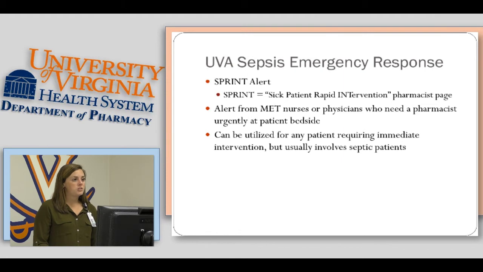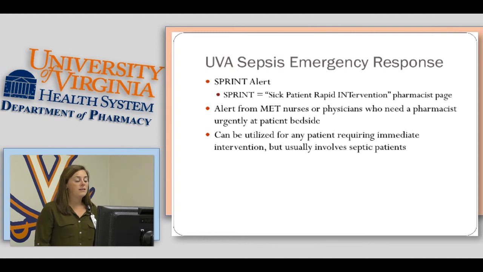And then a sprint alert seems similar to a sepsis alert, but a sprint alert stands for a sick patient rapid intervention pharmacist page, which is specific to UVA as well. And this is an alert sent from MET nurses or physicians who need a pharmacist urgently at the patient bedside. And the sprint alert can be utilized for any patient requiring immediate intervention, but usually involves septic patients. And again, the goal is to recognize and treat septic patients as soon as possible.